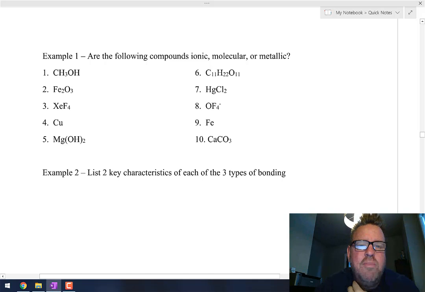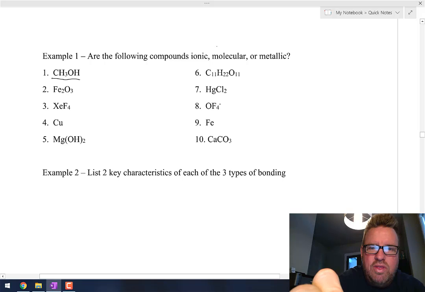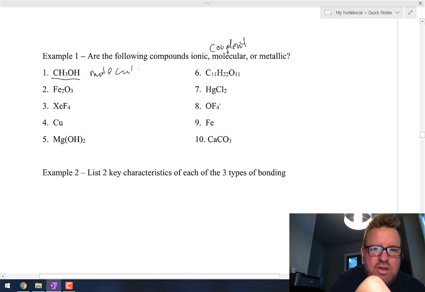Are the following compounds ionic, molecular, or metallic? Okay, so the first one, I'm just looking at this. Oh, those are all nonmetals. So therefore, and remember, the other term for molecular is covalent. You can use either one of those interchangeably. So I'm going to say that is molecular, or again, covalent. Fe2O3, metal, nonmetal. So that is ionic. XeF4, nonmetal, nonmetal. So it's molecular.